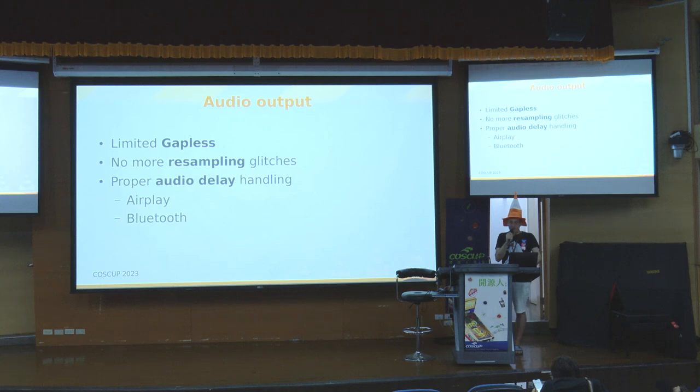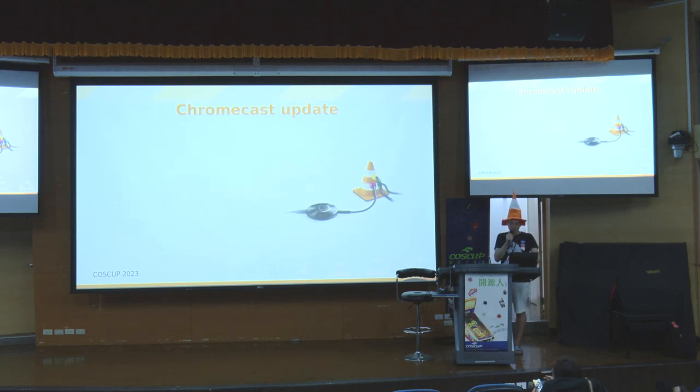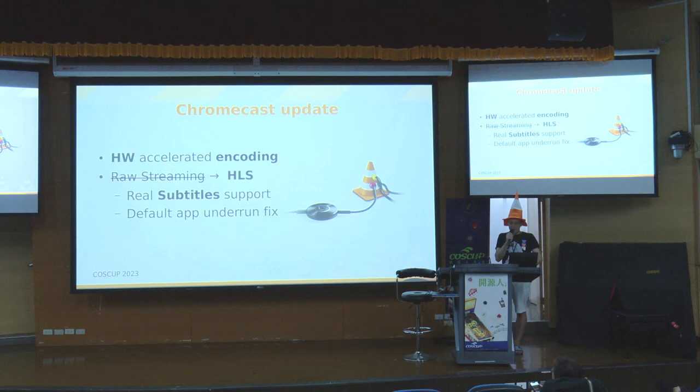And we are able to handle delay properly. For example, if you're using AirPlay or a Bluetooth speaker, you can synchronize perfectly. And if you are used to the Chromecast feature, we added hardware accelerated encoding. We are switching to HLS, which means we can fix a long-standing underrun bug, and we can now ship subtitles by default, which was not possible before.